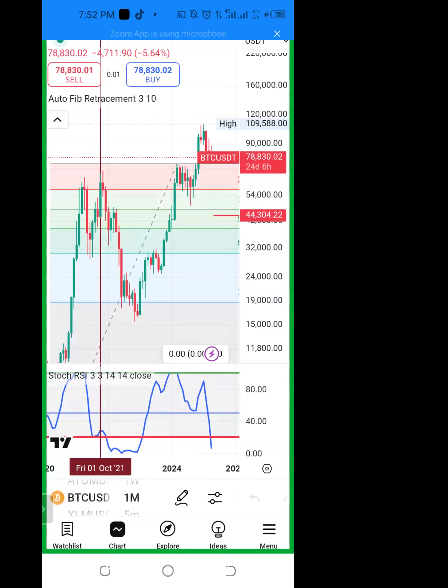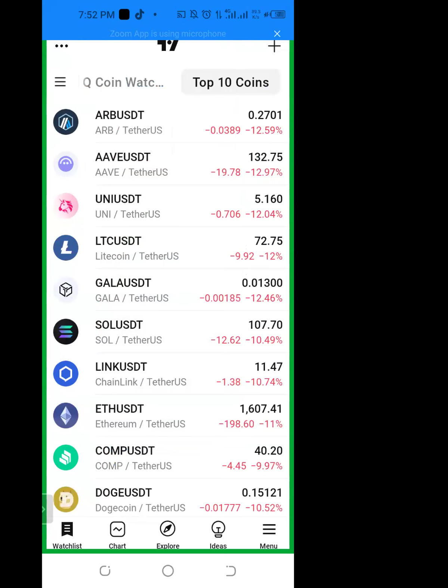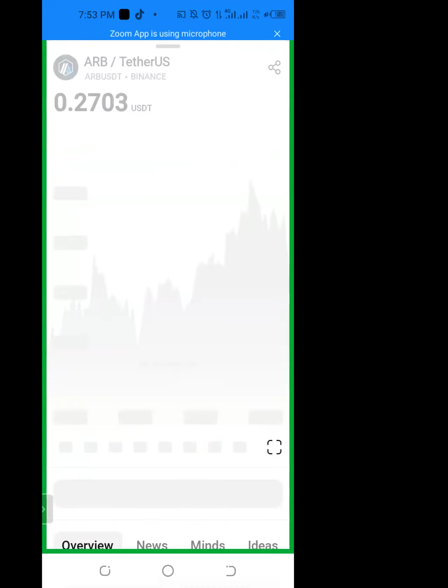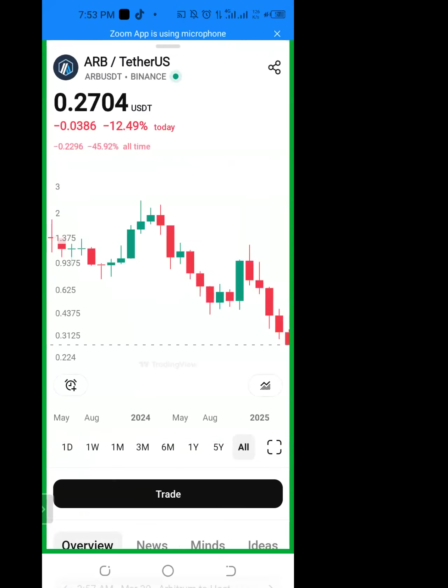So let me go to the market. It has really dipped, like seriously. By tomorrow, next tomorrow, the market will become green again. So just be patient.